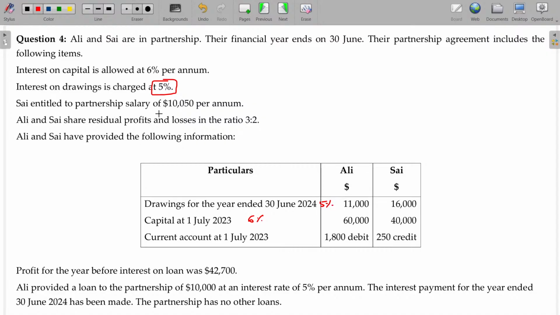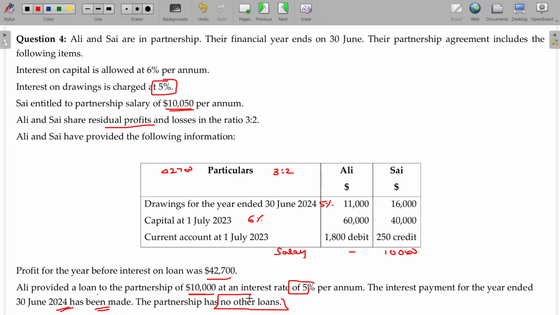Sai is entitled to partnership salary of 10,050. So salary is eligible only for Sai, not for Ali. Ali and Sai share residual profits in the ratio of 3:2, the P&L ratio being 3:2. Profit for the year being 42,700. Ali provided a loan to the partnership of $10,000 at an interest rate of 5% per annum. The interest payment for the year ended 30th June 24 has been made. The partnership has no other loans.